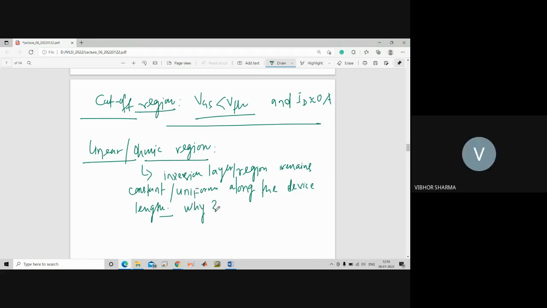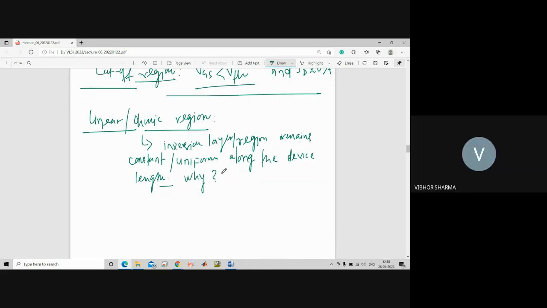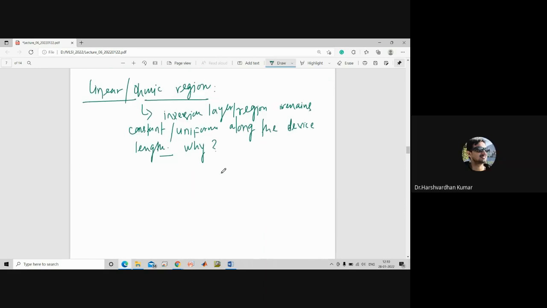In this point, is this equivalent to saying that there will be no pinch off? Yes, in the linear region there is no pinch off. That's what this point is saying. Yes, there will be no pinch off because the inversion layer, or inversion region, remains the same along the device length. But my question is why it is uniform? I have already explained.